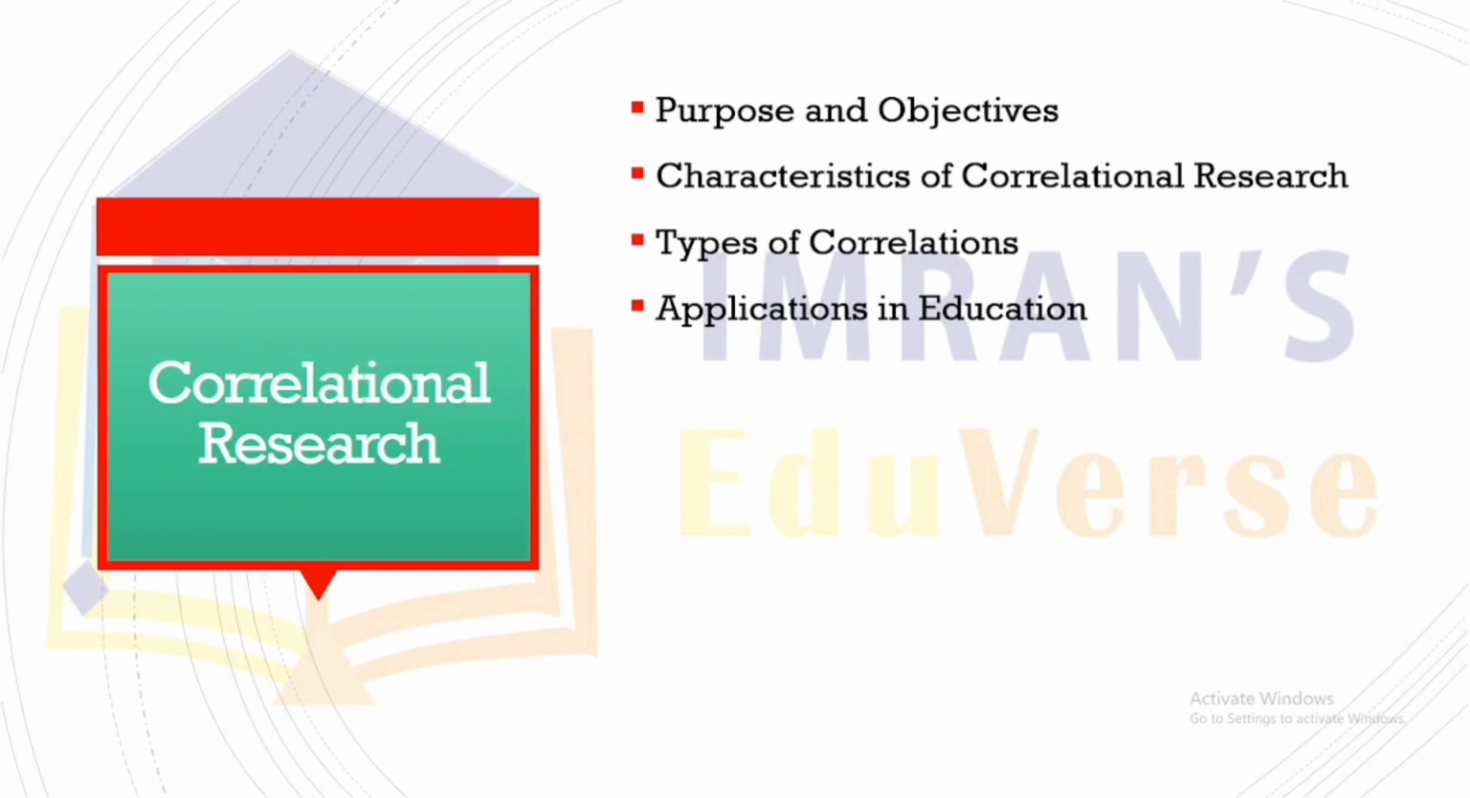What type of data and analysis are used in correlational research? Survey research. Correlational research frequently uses surveys to collect data on multiple variables from participants. Statistical analysis. Statistical techniques like Pearson correlation coefficient or Spearman's rank correlation coefficient are commonly employed to analyze the strength and direction of relationship between variables.